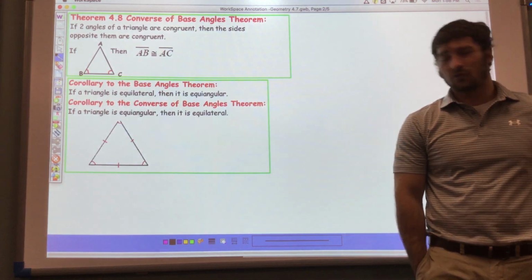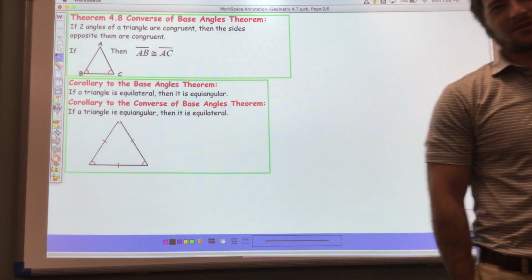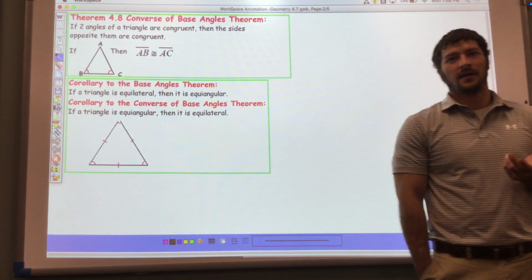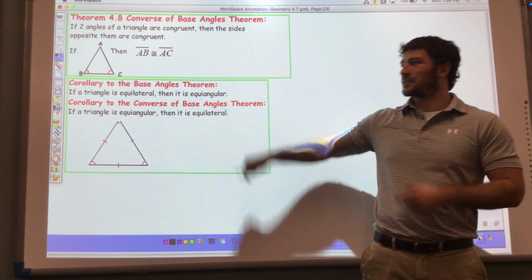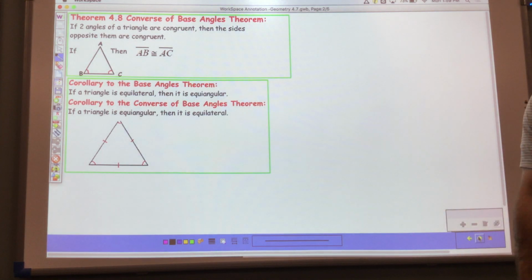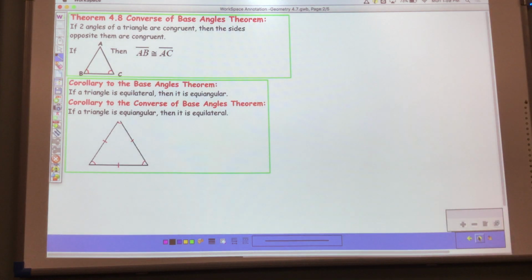Now, this only works with triangles, because if you think about something like a rectangle, just because all those angles are 90 degrees doesn't mean all your sides are going to be the same. So this concept is only going to work with triangles. Equiangular means it's equilateral, equilateral means it's equiangular.